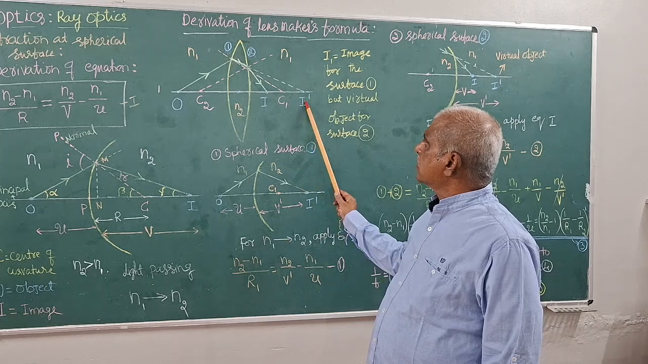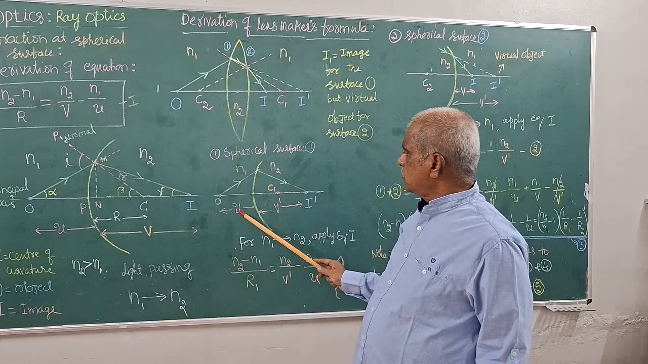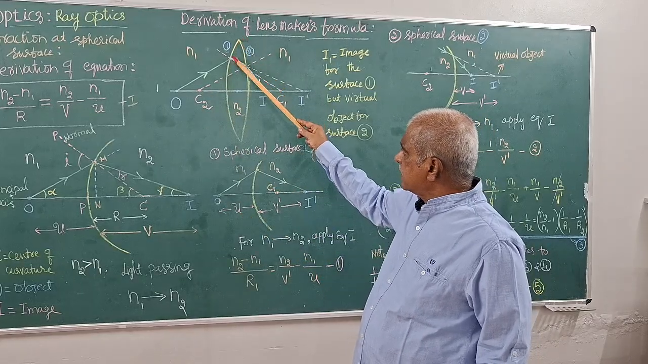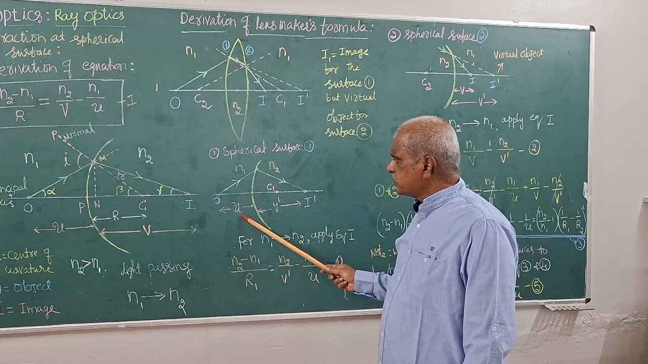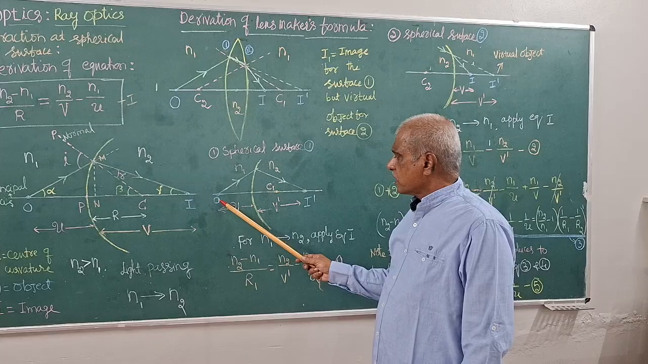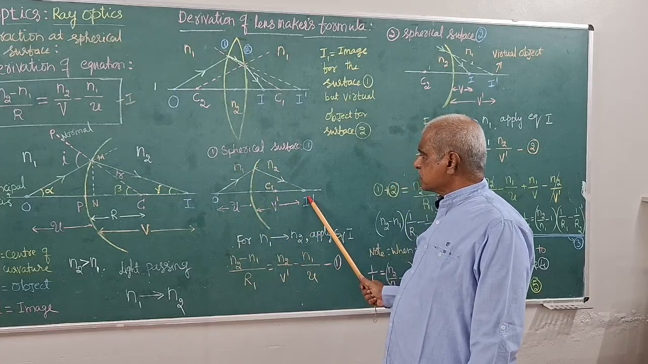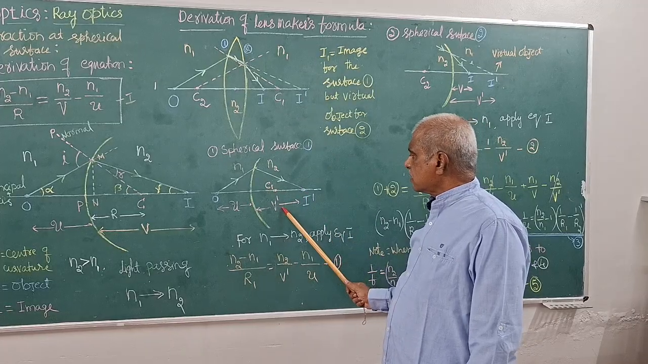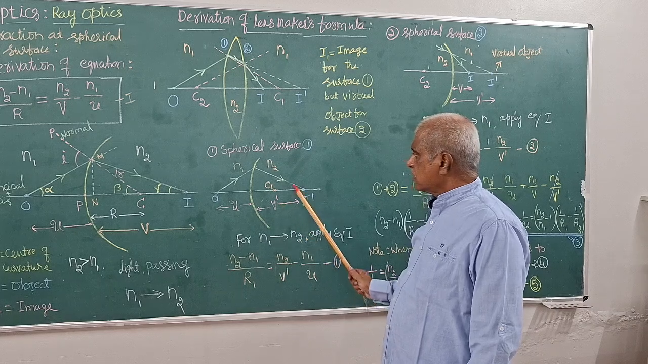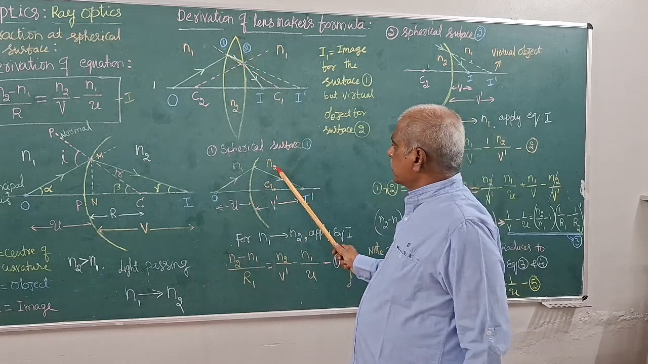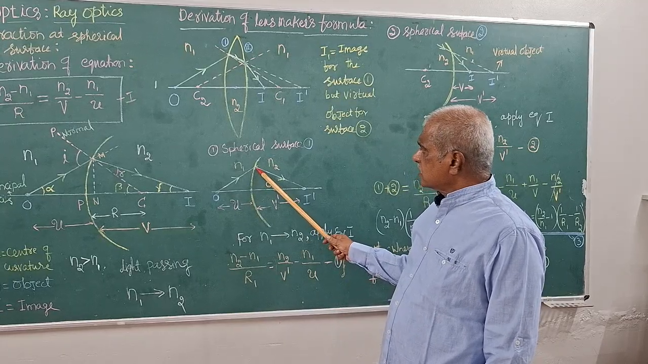For this refraction, I am talking about the spherical surface. Here U is the object distance, and for this refraction this is the image distance. Image is here. I can call the image distance VI. N2 is here. And this is one refraction, that is refraction at one surface.